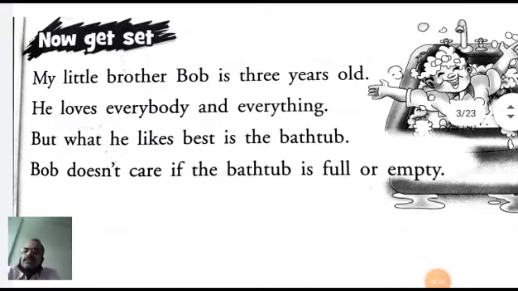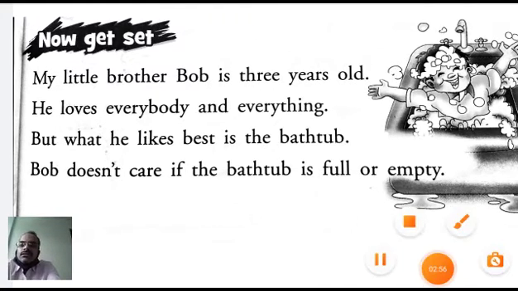Okay, now here the text part starts, and we'll be reading the text once. You can follow along with me. You can point your finger where I am reading. My little brother Bob is 3 years old. He loves everybody and everything. But what he likes best is the bathtub.